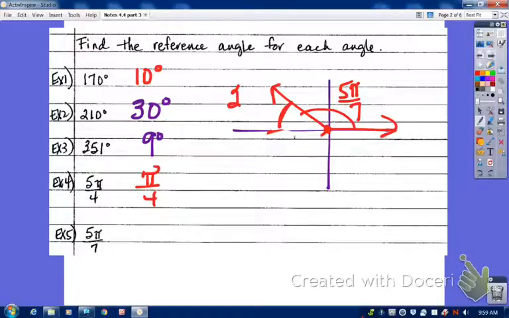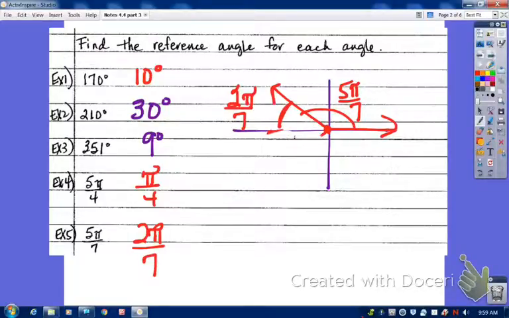Now think about this. Why is 2 pi over 7 the reference angle? Because you need to add 2 pi over 7 to get to 7 pi over 7, which is pi, or where the x-axis would be. So you have to think a little bit harder. To me, I have to think a little bit harder when I'm doing the pi angles. All right, any questions about those 5?